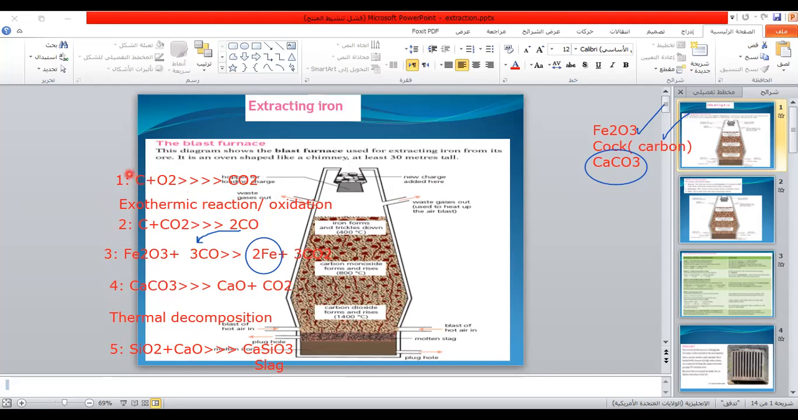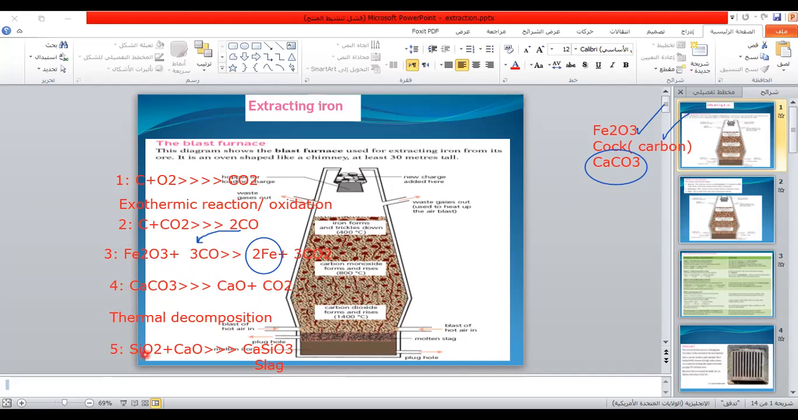These 5 reactions are very, very important, and you must know the name of each chemical reaction. The first one is oxidation reduction reaction, redox reaction. Why? Because here carbon gains oxygen to become carbon dioxide. So this is a redox reaction. Equation number 4 is called thermal decomposition reaction, where calcium carbonate is decomposed by heating to form calcium oxide and carbon dioxide.